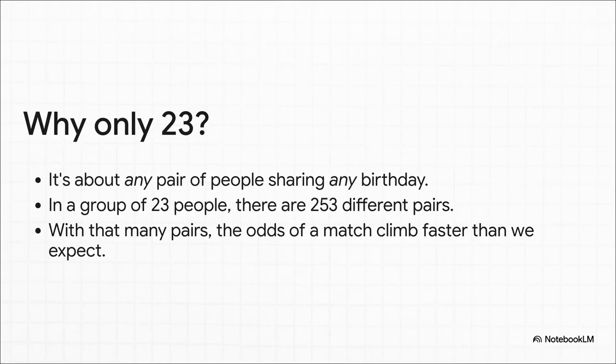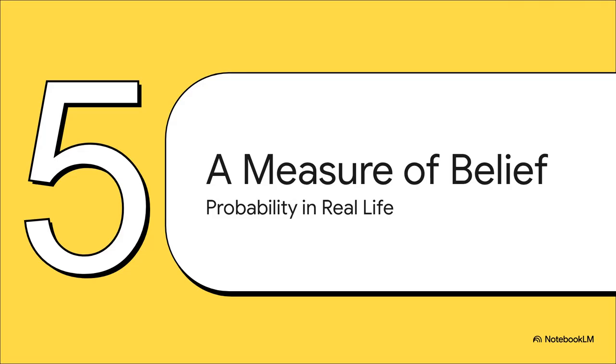Why does our intuition fail us so badly? Well, it's because we instinctively think about the odds of someone matching our birthday. But that's not the question. The question is about any pair of people in the room matching. And the number of pairs just explodes as you add more people. With 23 people, you're not just making 22 comparisons, no, you're making a whopping 253 different comparisons between pairs of people. And with that many lottery tickets, your chances of hitting a jackpot, a match, go up way, way faster than we think. This is really cool, right?